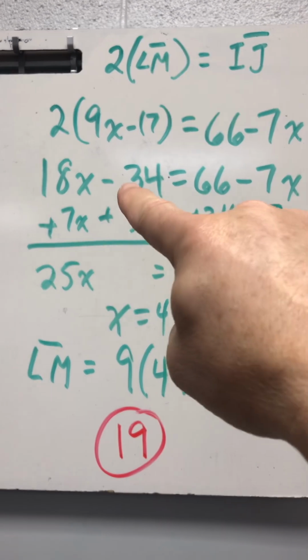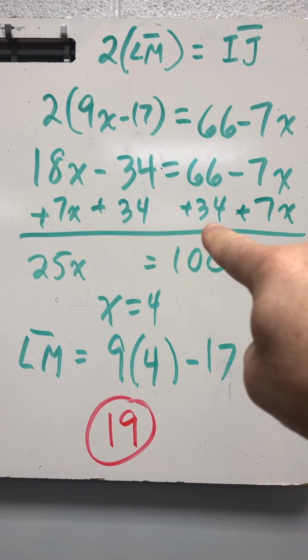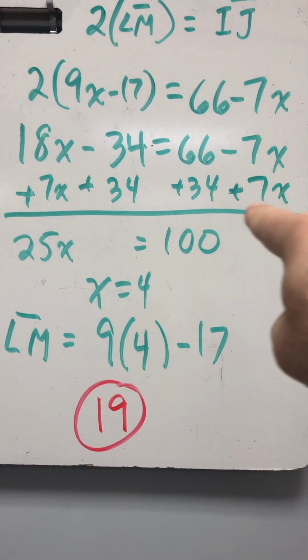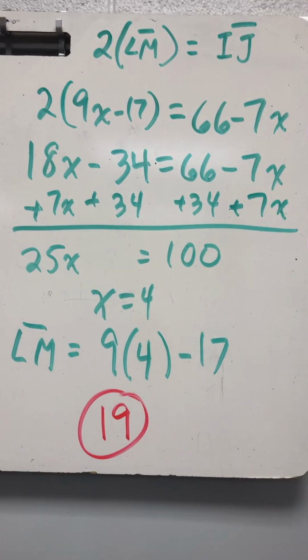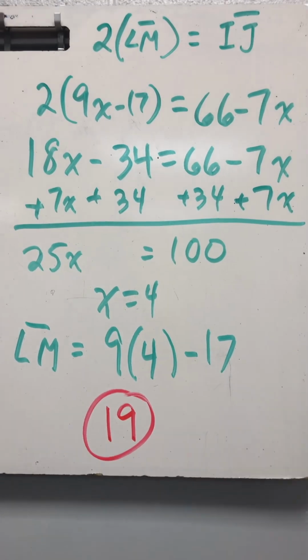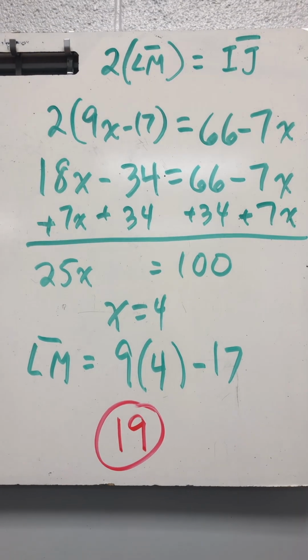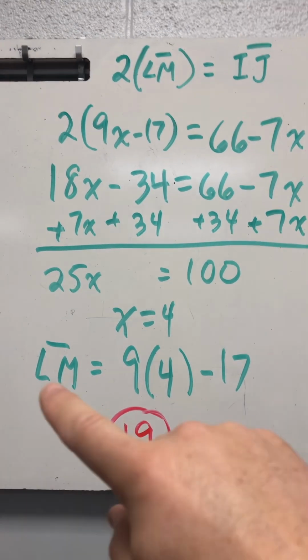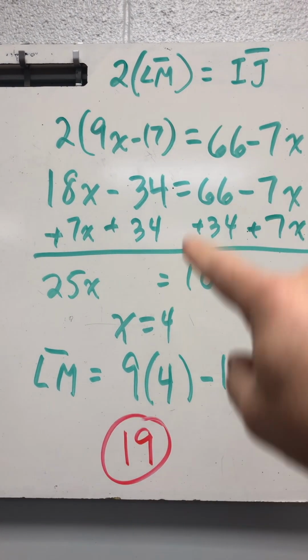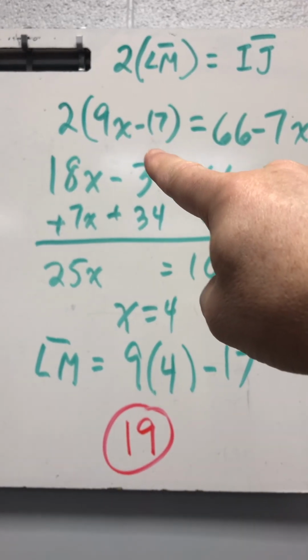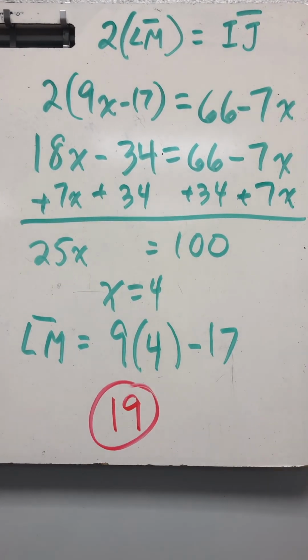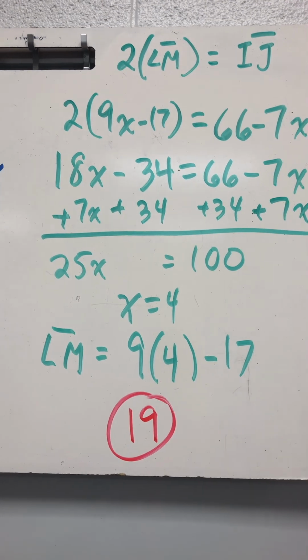I'm going to add 34 to both sides. While I'm at it, I'm going to add 7x to both sides. I get 25x equals 100, x equals 4. So LM equals 9x minus 17, or 9 times 4 minus 17, which is 19.